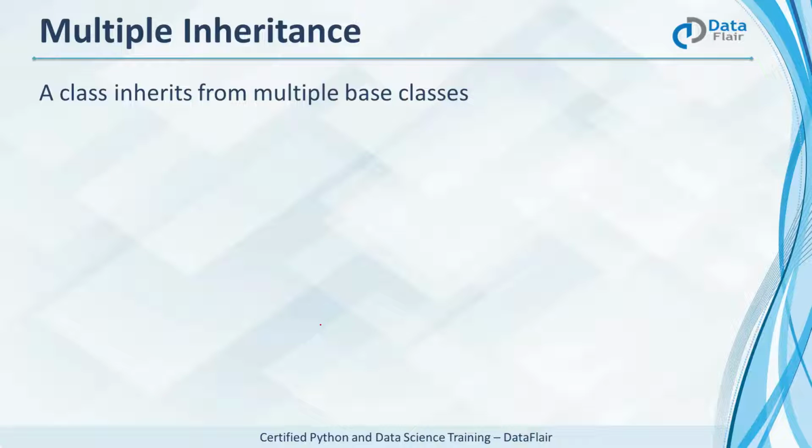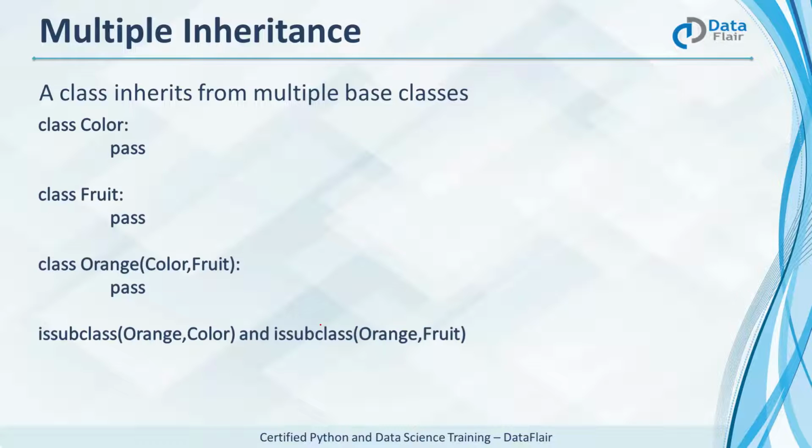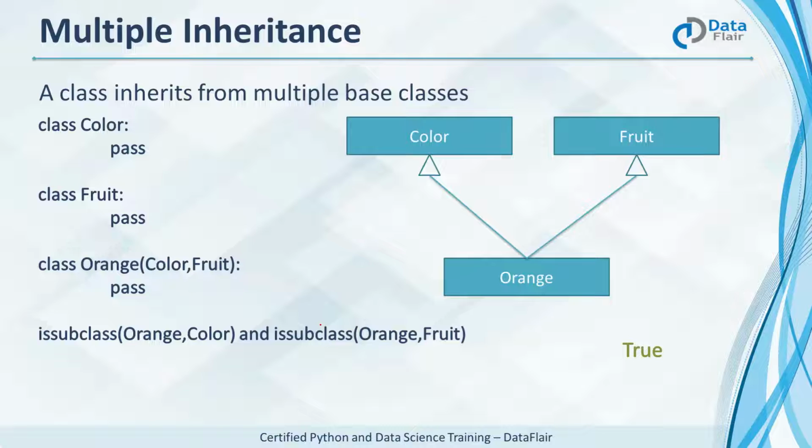Multiple inheritance is when a class inherits from multiple base classes. We have 2 base classes, color and fruit. The class orange inherits from both of these. Is it a subclass of the classes color and fruit? Yes, it is. Orange is both a color and a fruit. Here we have multiple base classes and one derived. This is multiple inheritance.